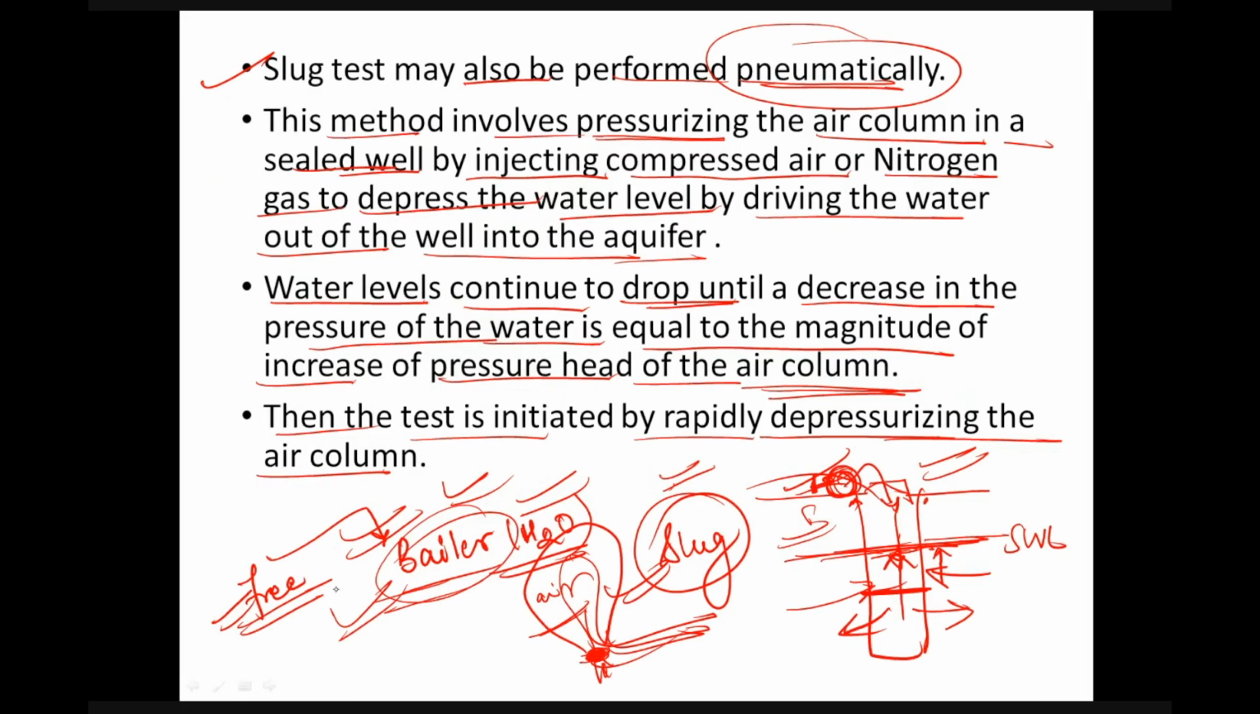Now, this slug test can also be performed pneumatically. Now, what does pneumatically mean? This method involves pressurizing the air column in a sealed well by injecting compressed air or nitrogen gas to depress the water level by driving the water out of the well into the aquifer.